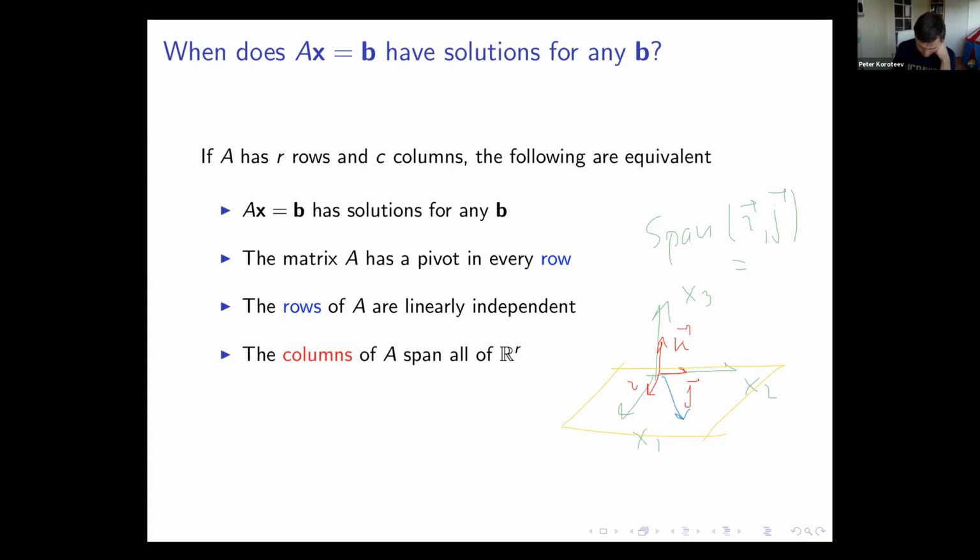So in this example, vector i is 1, 0, 0. Vector j is 0, 1, 0. Vector k is equal to 0, 0, 1.